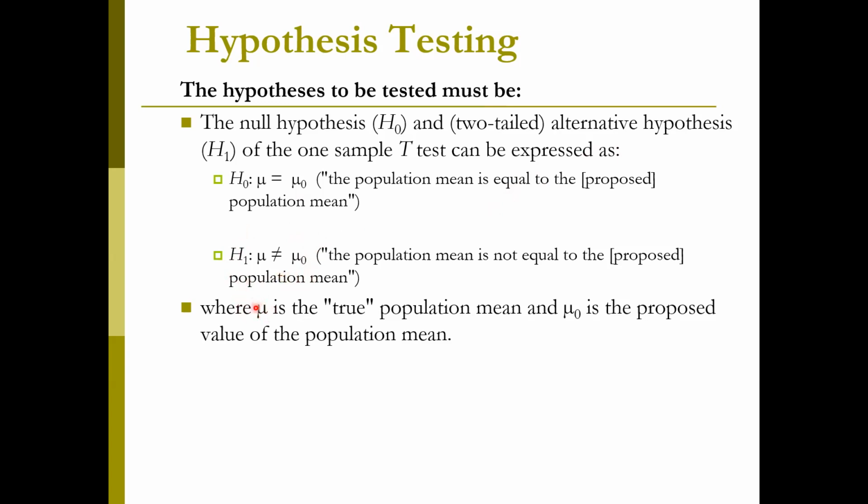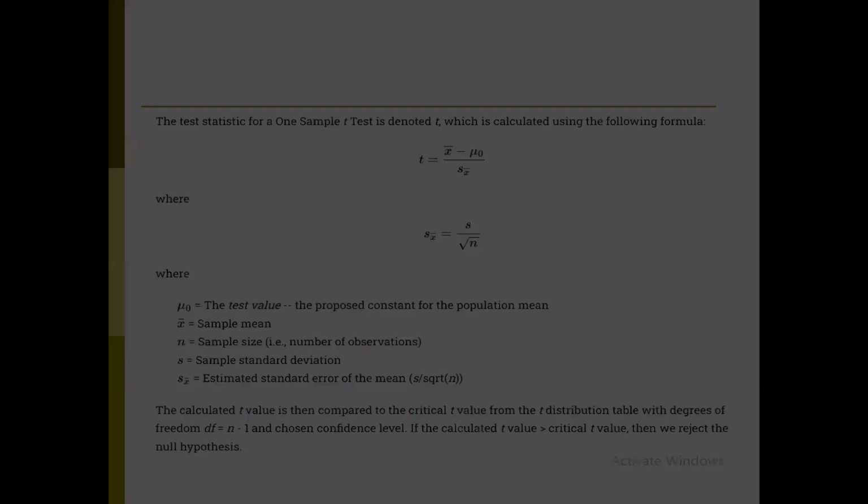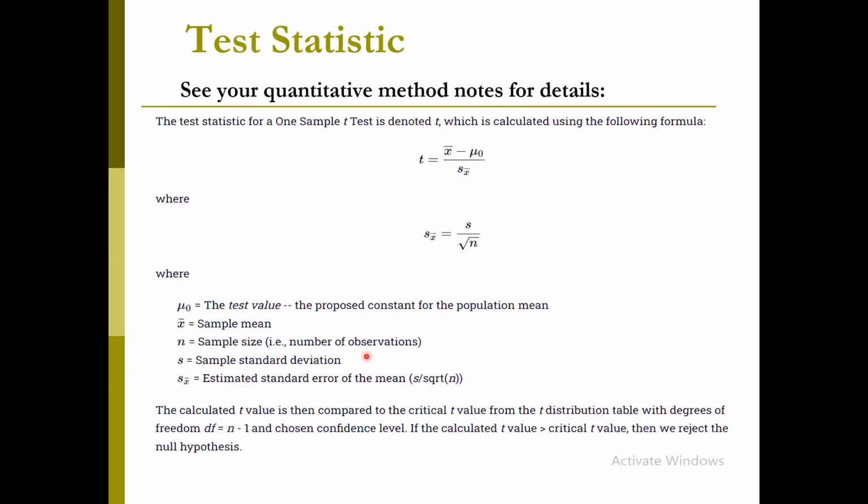Where the mu, remember, is the true population mean, and the mu zero is the proposed mean of the population. So this is a formula for those of you interested. In this class, we are not really interested in calculation. So I put the formula there, and you just take a look at it and try to understand. This is the sample mean, this is the population mean. They are all estimated. And then the S is a sample standard deviation. The S bar is the estimated standard error.